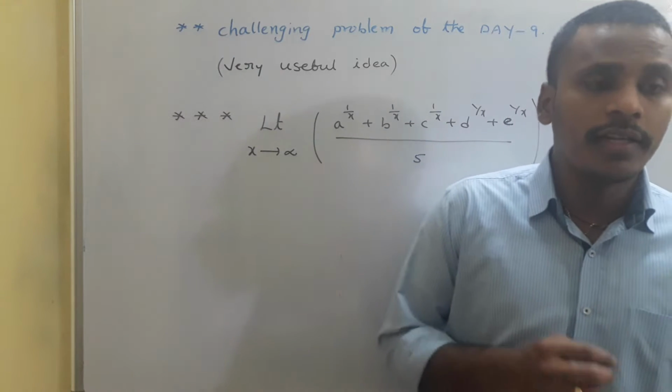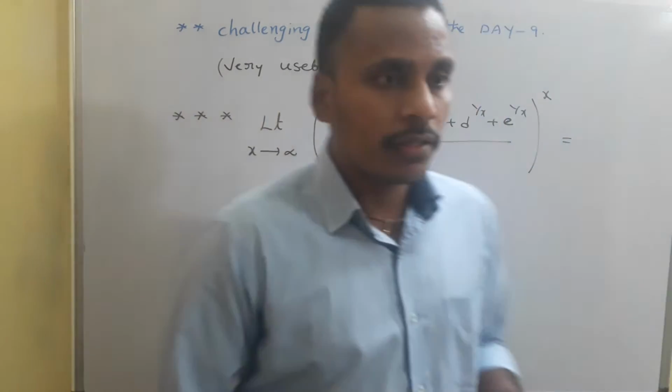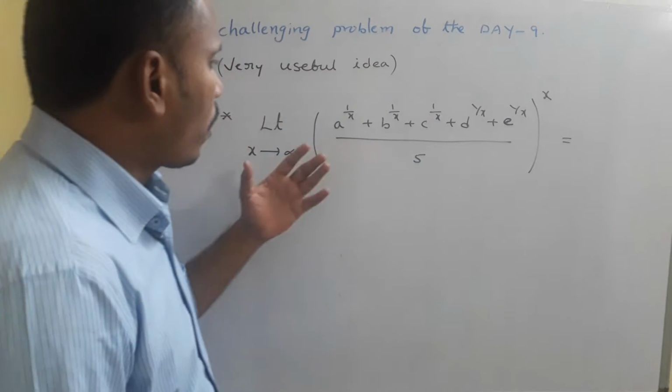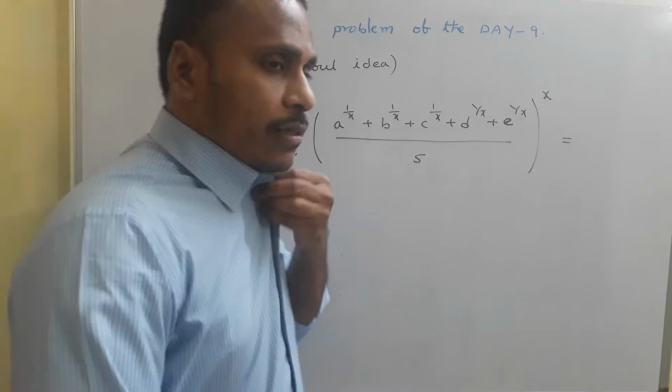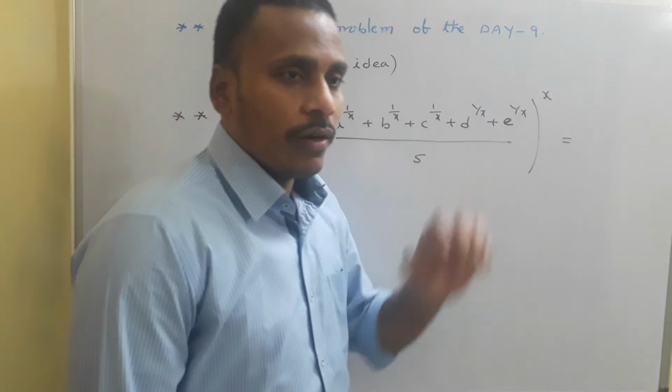Just as challenging one. It's a conceptually useful idea. Okay, and the problem is this: limit as x tends to infinity of (a^(1/x) + b^(1/x) + c^(1/x) + d^(1/x) + e^(1/x)) divided by 5, all to the power x.